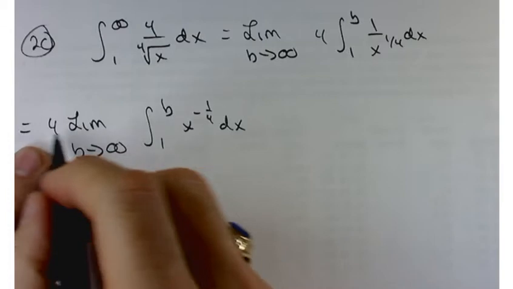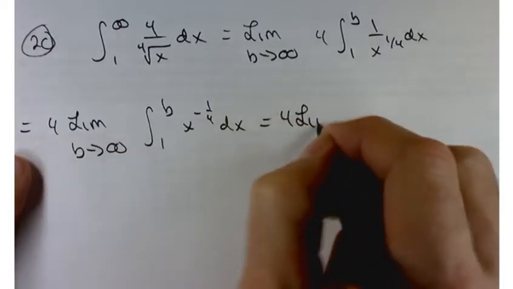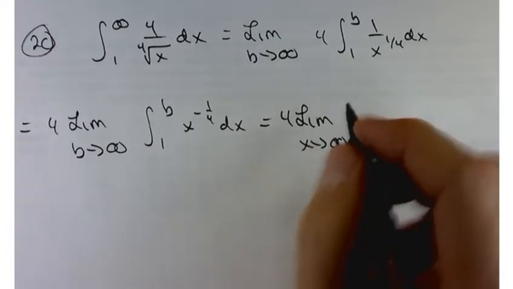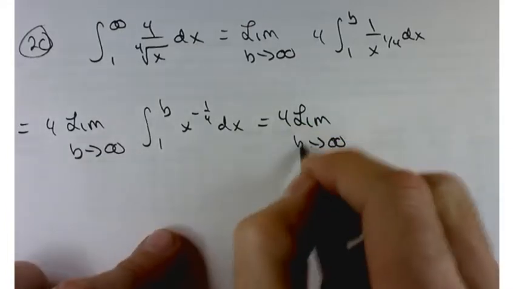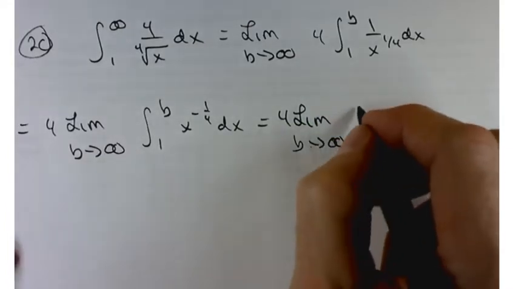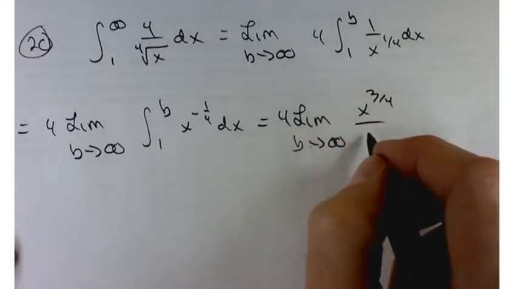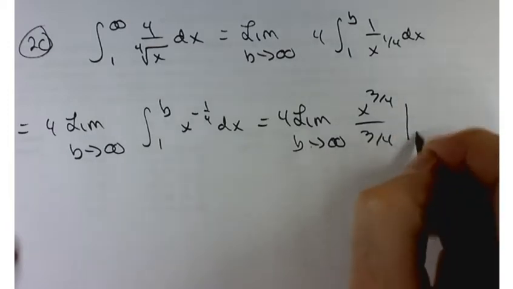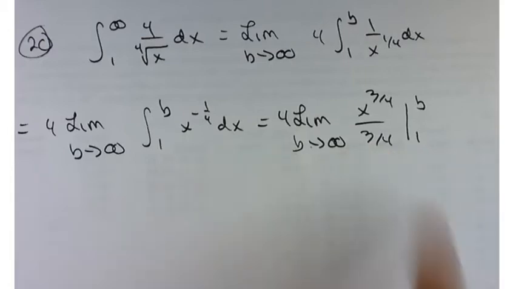Let's see here. That's going to be 4 times the limit as x approaches infinity, I should say as b approaches infinity, of x to the 3/4 divided by 3/4 between 1 and b. That 3/4, when you divide by 3/4, it's the same thing as multiplying by 4/3.